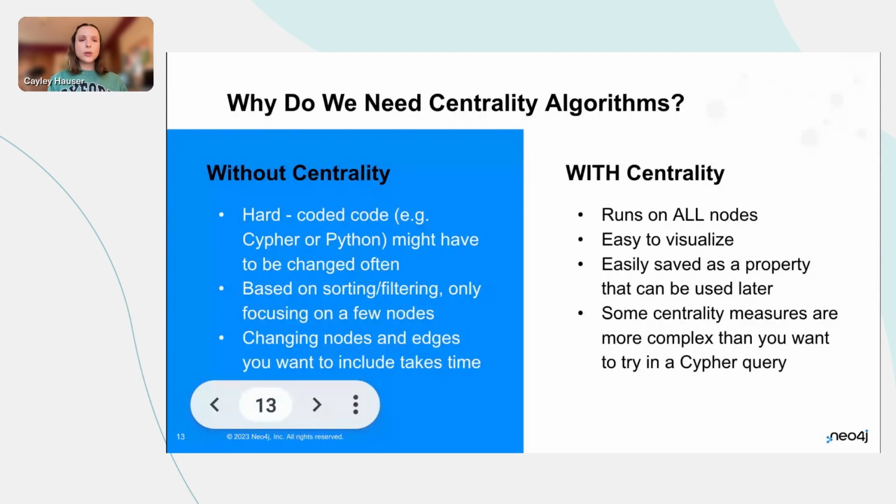Well, there are several reasons that you may want to consider using a centrality algorithm, even if you have some existing code that might answer some simple questions. The first reason is this hard-coded information in Cypher or Python might have to be changed often as you change your definition of importance or the structure of your graph. It's always hard to maintain that specific query if you're trying to find that needle in a haystack.